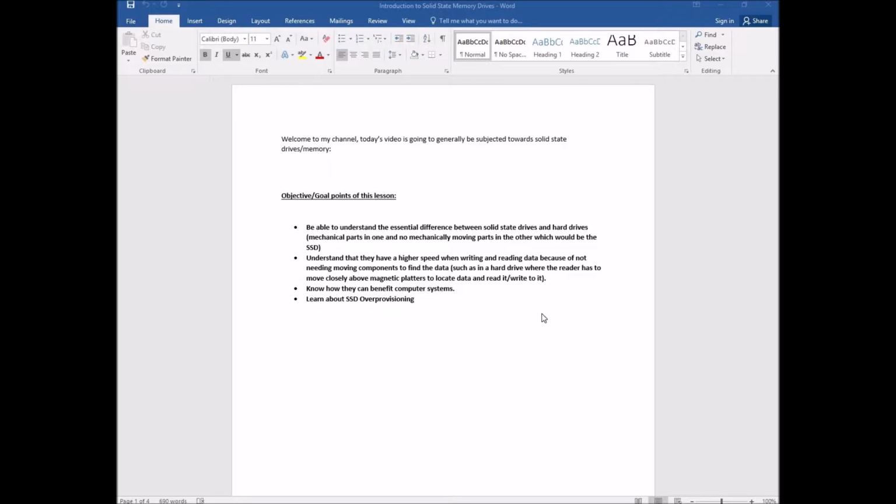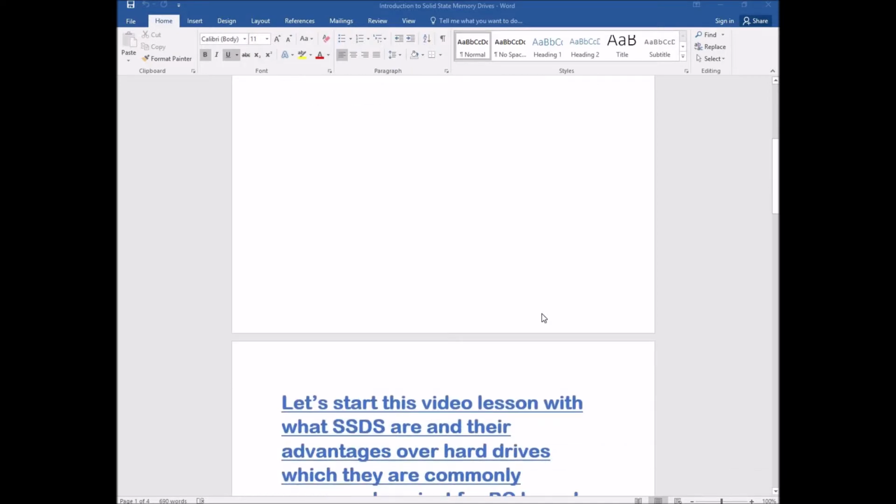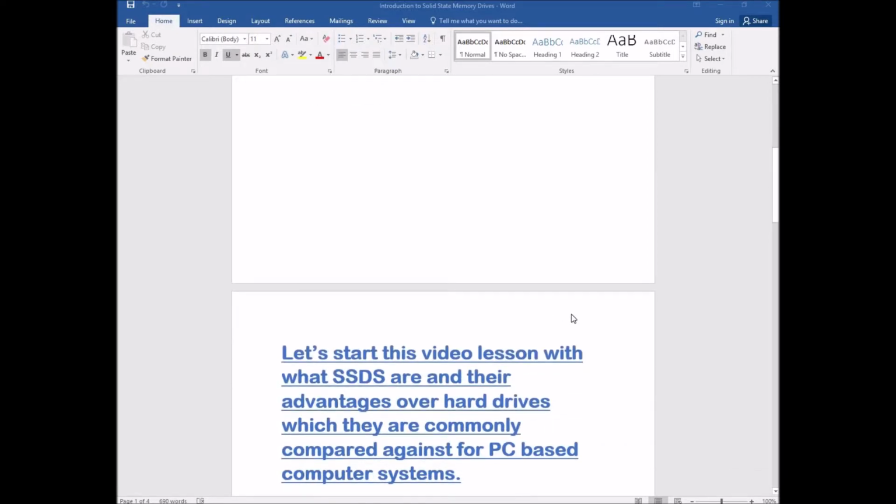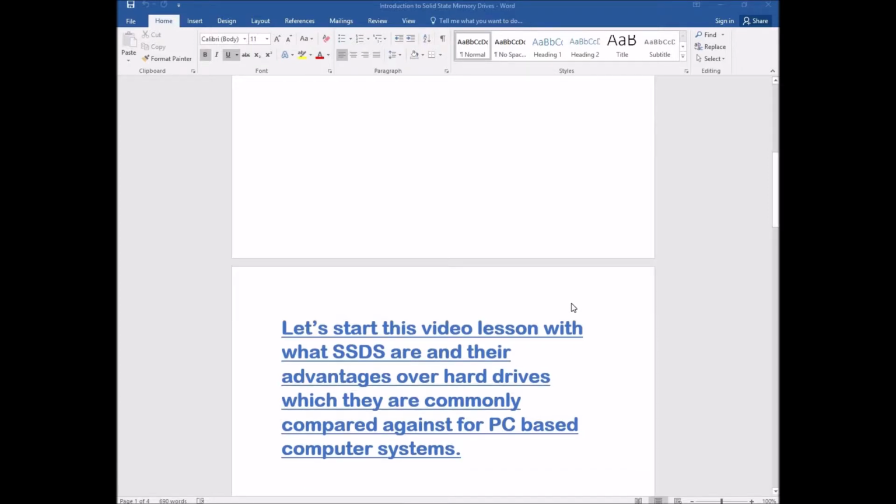Know how they can benefit computer systems, and we're going to be learning about what solid state over provisioning is and what its effects are. So let's start this video lesson with what solid state drives are and their advantages over hard drives, which they are commonly compared against for PC based computer systems.